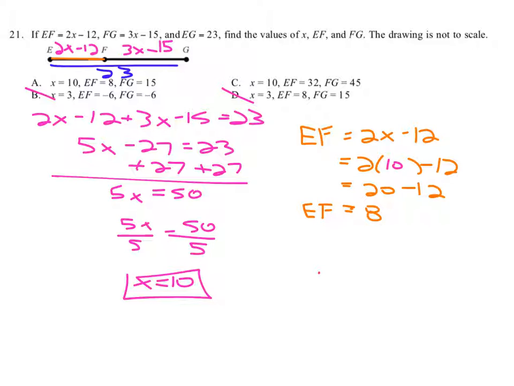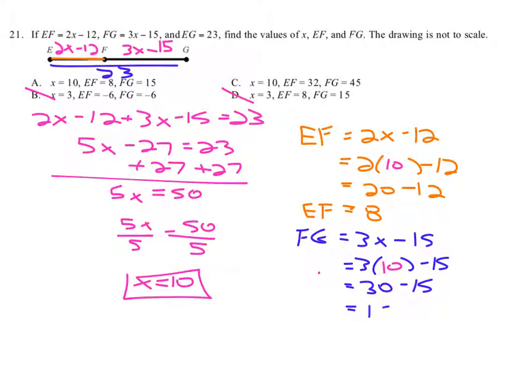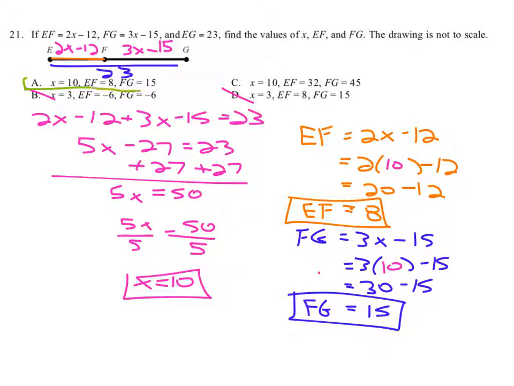And then we'll do the same thing for FG. FG is equal to 3x minus 15. And that is 3 times whatever x is minus 15. We found x to be 10. Or 30 minus 15. Or FG measuring 15. And so we box that and box this. And which answer has that? X equals 10. EF is 8. FG is 15. That is answer A.